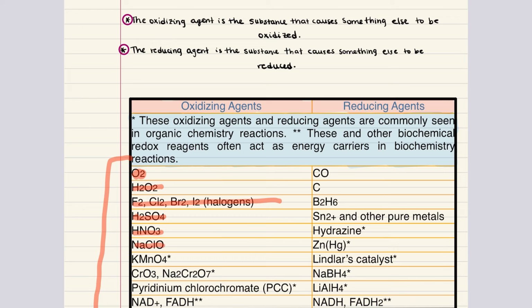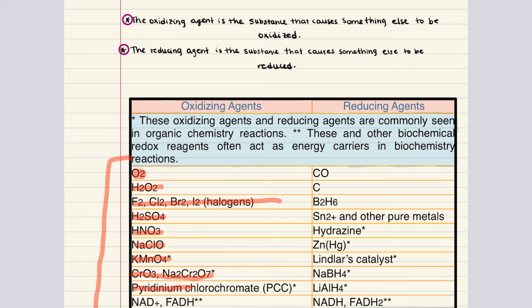Sodium hypochlorite is commonly found actually in household bleach. We also have potassium permanganate. This is a very versatile oxidizing agent that's used in both the laboratory setting and in industry. You're going to encounter this a lot in organic chemistry. We also have chromium trioxide and sodium dichromate. These are powerful oxidizing agents used in organic synthesis.